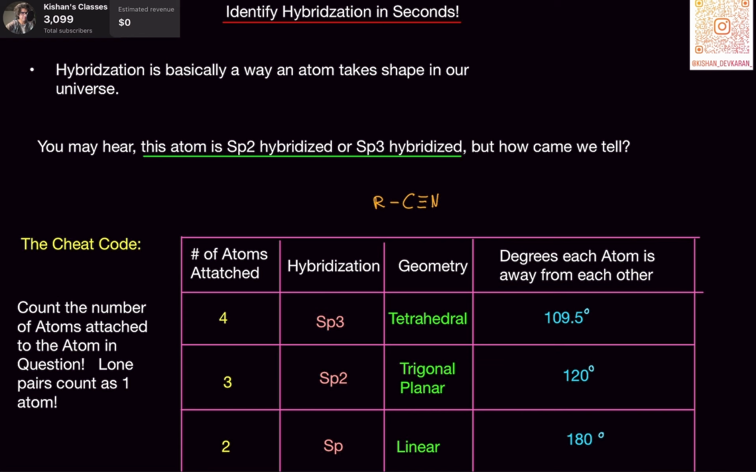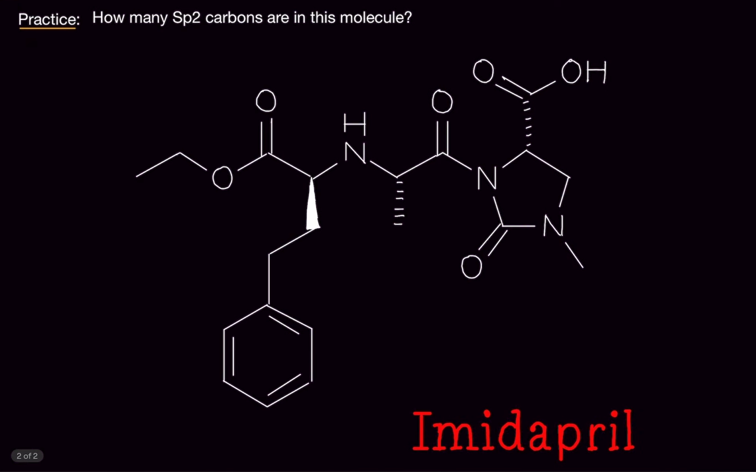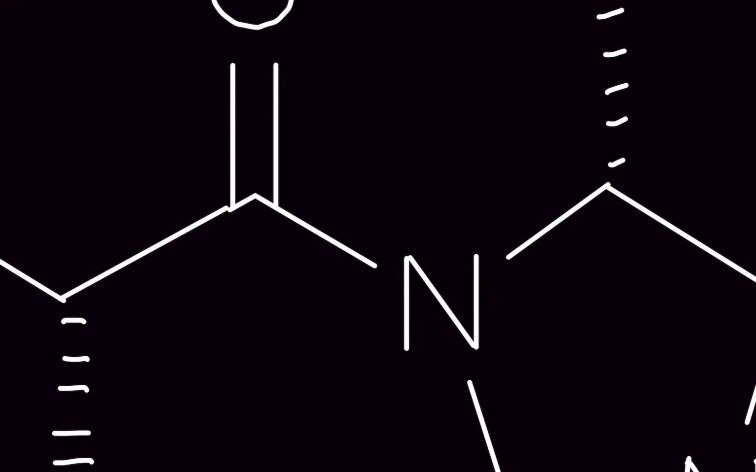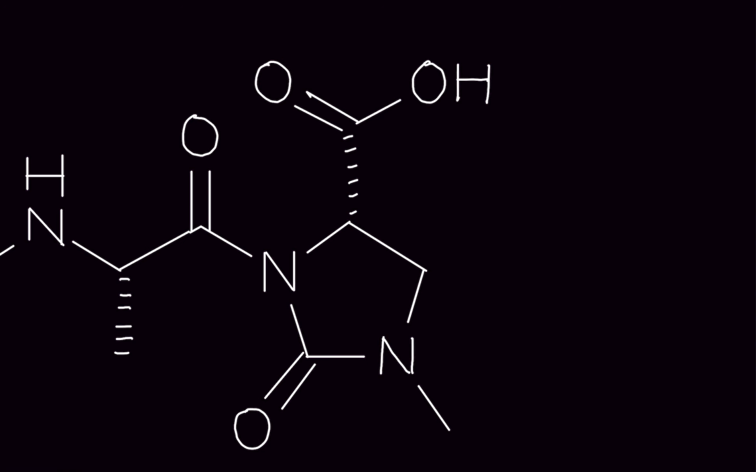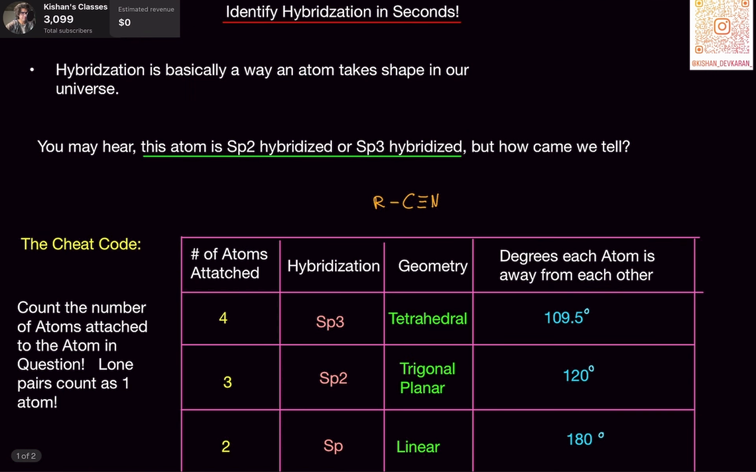However, there's some stuff you need to know. Lone pairs count as 1 atom. So if your atom of interest, just pretend, is this carbon right here, and it had lone pairs, this counts as another atom. In other words, say your atom of interest has 3 atoms attached to it and it has a lone pair, it's not sp2, it's sp3. If you see a lone pair, just add 1 to the count.